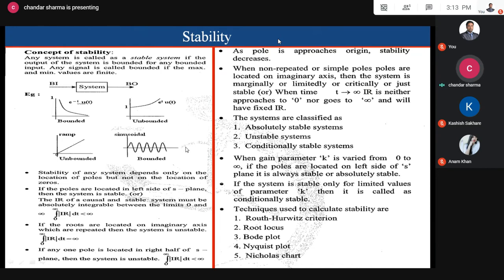The stability of any system depends only on the location of poles, but not on the location of zeros. If the poles are located in the left-hand side of the S-plane, then the system is stable. If the roots are located on the imaginary axis and are repeated, then the system is unstable. If any pole is located in the right half of the S-plane, then the system is unstable. So as a pole approaches the origin, stability decreases, because the imaginary axis is the boundary between stability and instability.